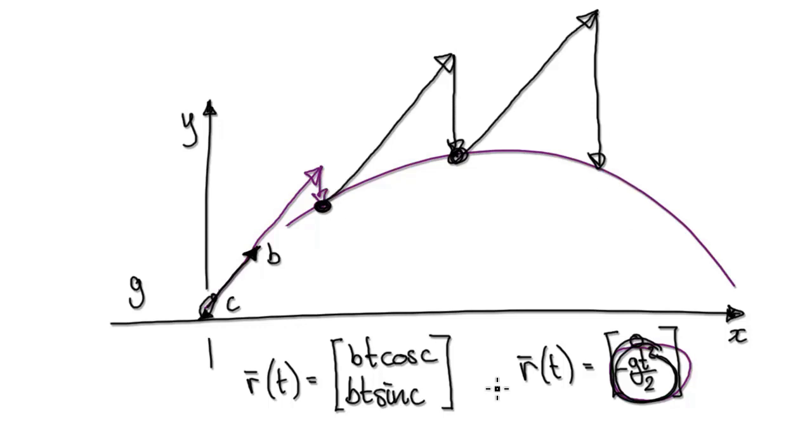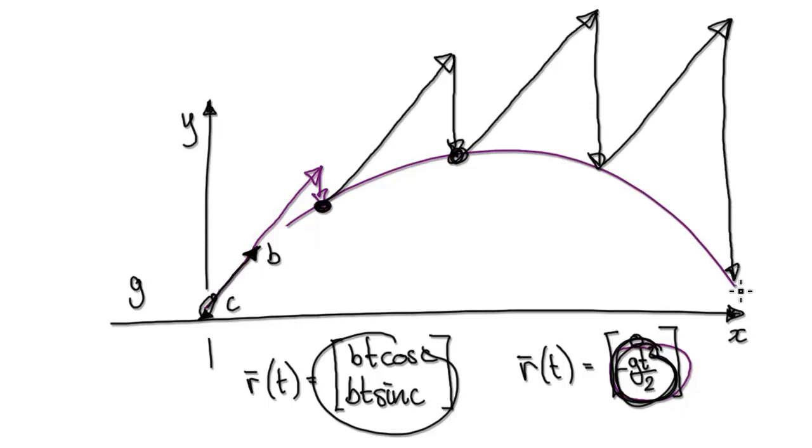And then another second later, you would have moved this much of an amount, and then gravity will play a bigger part, and then your cannonball will be here, and so on. That's why your trajectory will be in this manner.